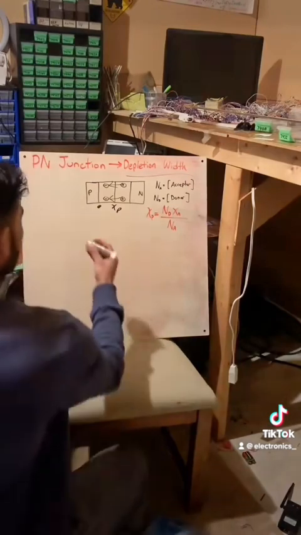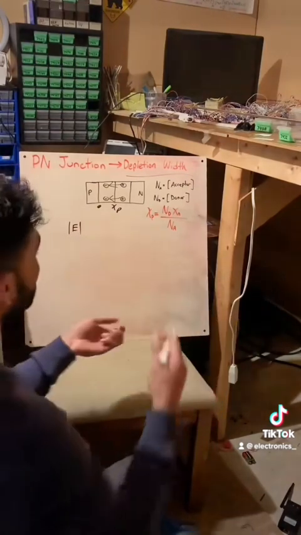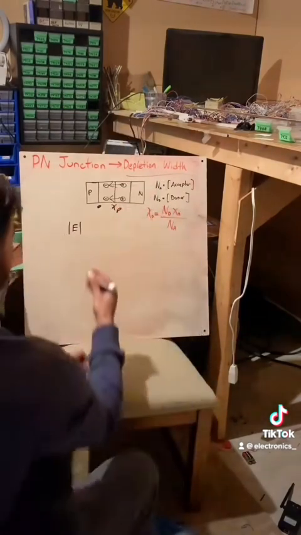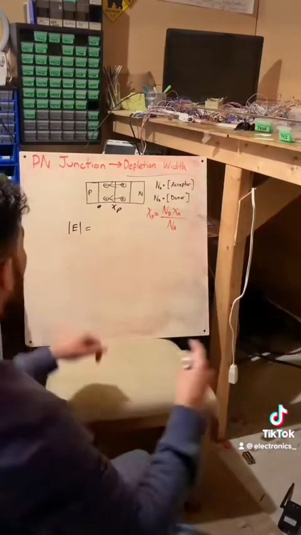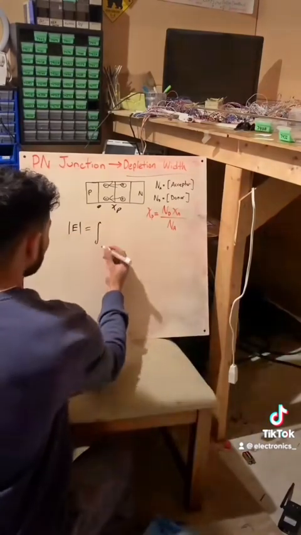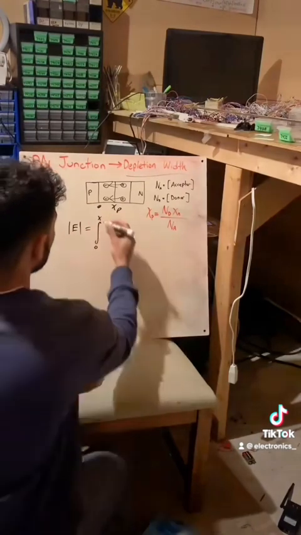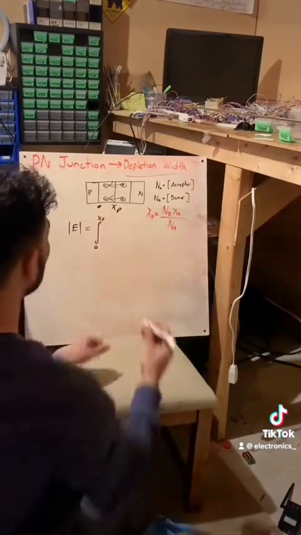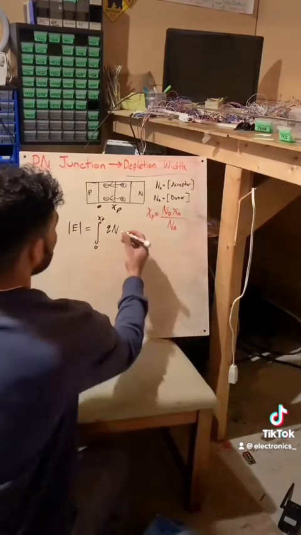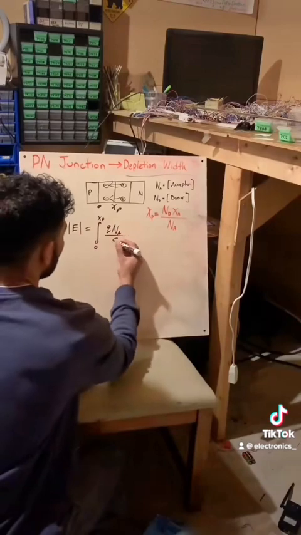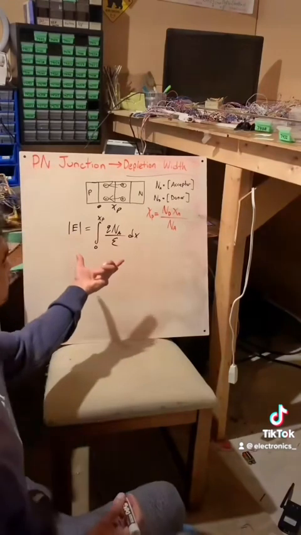We really want to find the absolute value of our electric field. We don't care about the sign because we need to find the voltage drop. Sometimes it will be negative, sometimes positive, it doesn't really matter. We're going to take the integral from 0 to xp. What are we doing? We're going from some charge, and for our P region it's going to be qNa on epsilon dx. So this is an expression for our electric field.